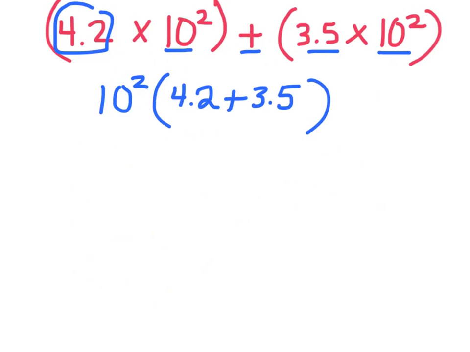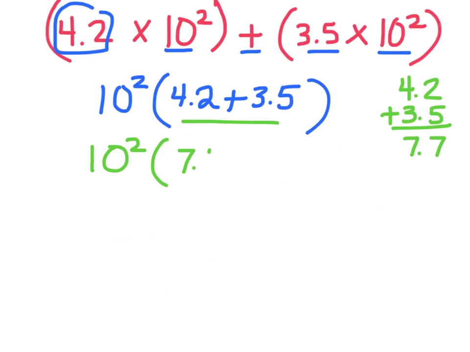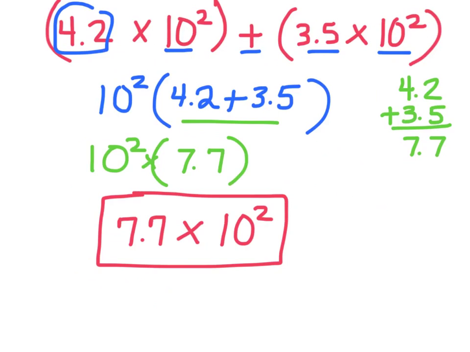Now, once you are this far, it's actually pretty easy. All you need to do is add inside the parentheses. We can actually work that out. So if I work that out, 4.2 plus 3.5, looks like I get 7.7, so I'll just rewrite it, 10 squared times 7.7. Now this just says times right here, right? So I can rewrite that in scientific notation now. I can write 7.7 times 10 squared. That is written in scientific notation, and you can see that because this number is between 1 and 10, and I have it as 10 squared. So I just wrote that in scientific notation.